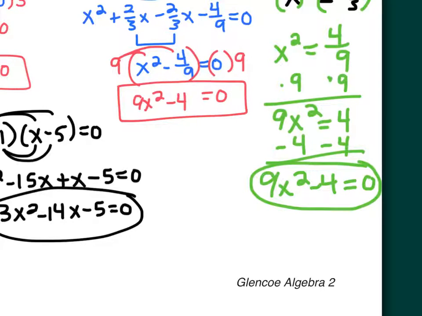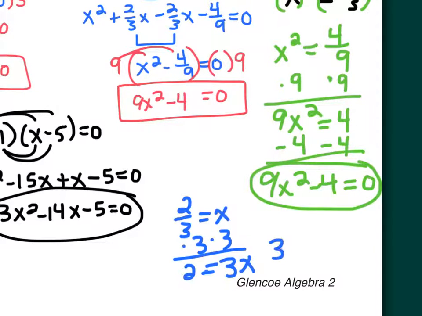Or there's even a third way. You can know that to get just one of the 2/3 answers, it would give you 3x equal to 2, it would be 3x minus 2. And the other one would be 3x plus 2.